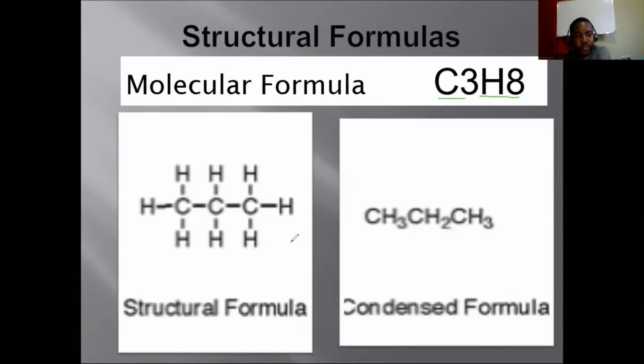So if we draw the structure, we notice that on this carbon right here, we have 3 hydrogens present. So that means we have a C and then H3. Then we have the middle carbon, which has 2 hydrogens present, so the middle carbon, then H2. And then on the last carbon again, we have 3 hydrogens present, so that means we have H3 beside that carbon. So it tells you exactly where each hydrogen is present in our formula. So that's what the condensed formula tells you.